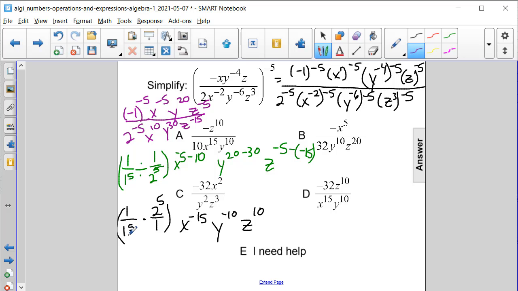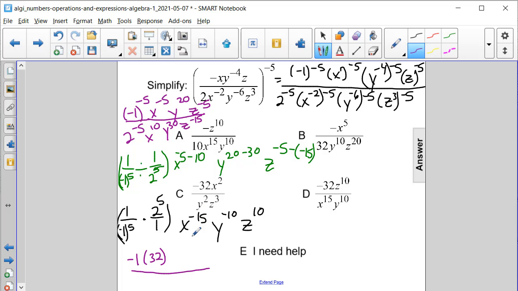So we have 1 over 1 to the fifth. Oh, I'm sorry, I forgot to carry this negative 1 down. This should be negative 1 to the fifth. That changes some things. All right, so we have 1 over negative 1 to the fifth. That's going to be negative 1 times 2 to the fifth power, which is 32. So we have 32.